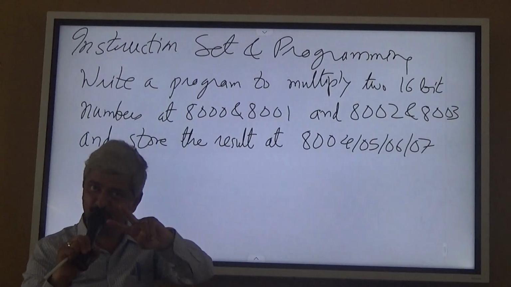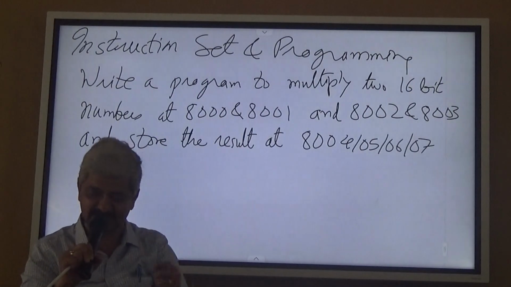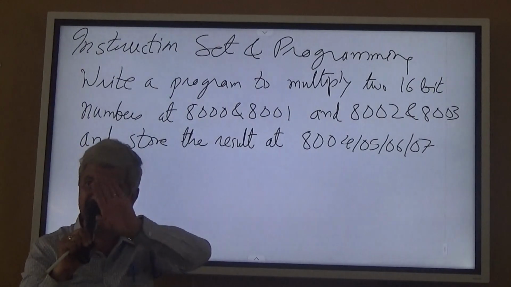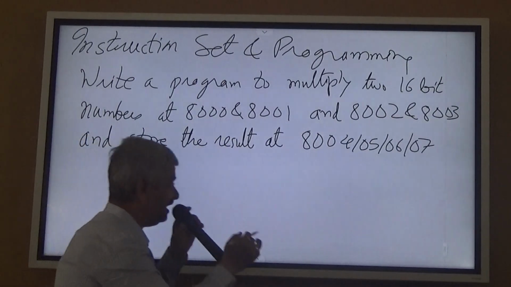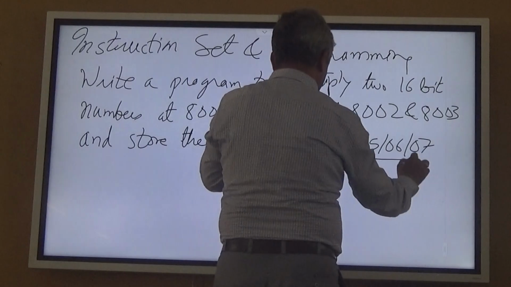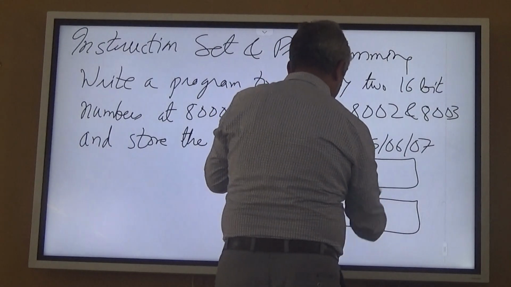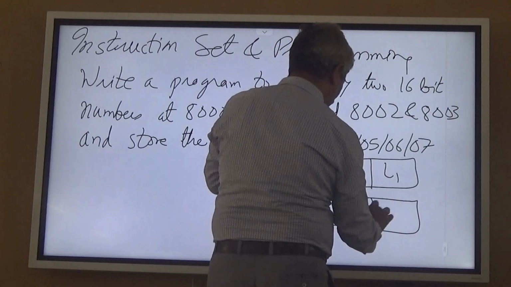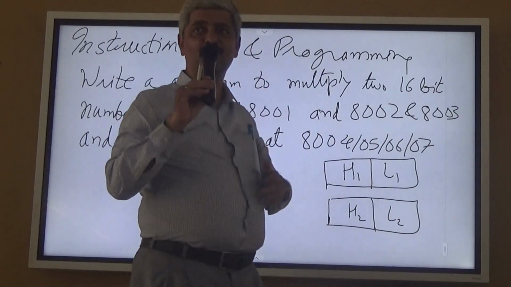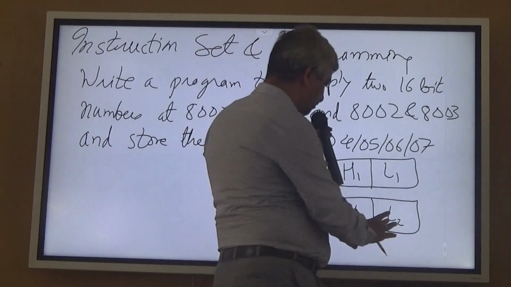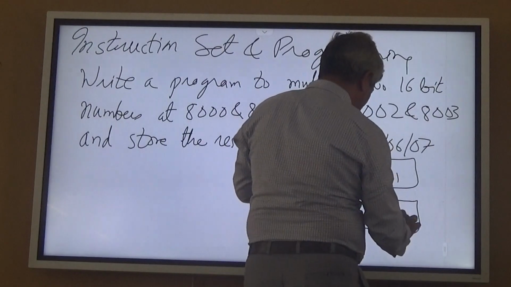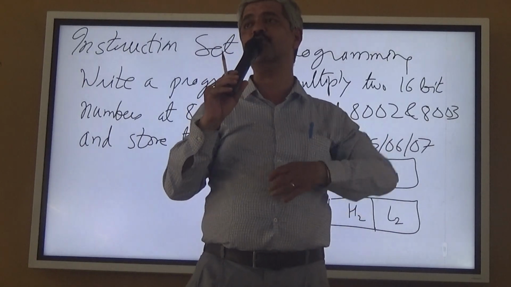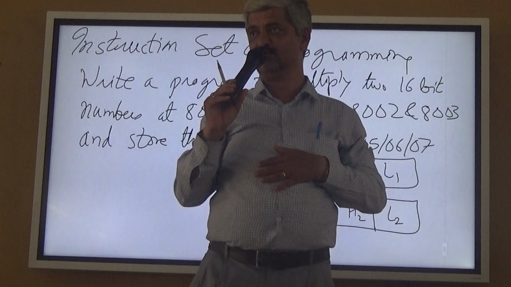Now we have to multiply two 16-bit numbers. Each 16-bit number is 2 bytes. Is it right? So can I say like this? Higher byte 1, lower byte 1, higher byte 2, lower byte 2. So what a normal person will try to do, rather than inventing something new, is perform 4 multiplications, giving partial products.